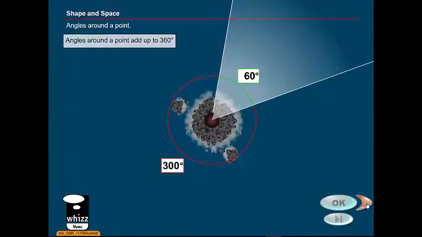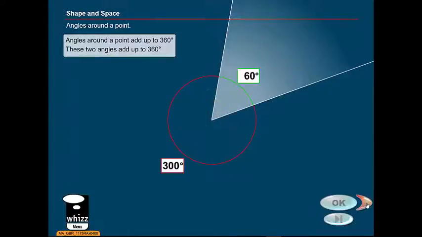Angles around a point add up to 360 degrees. These 2 angles add up to 360 degrees.